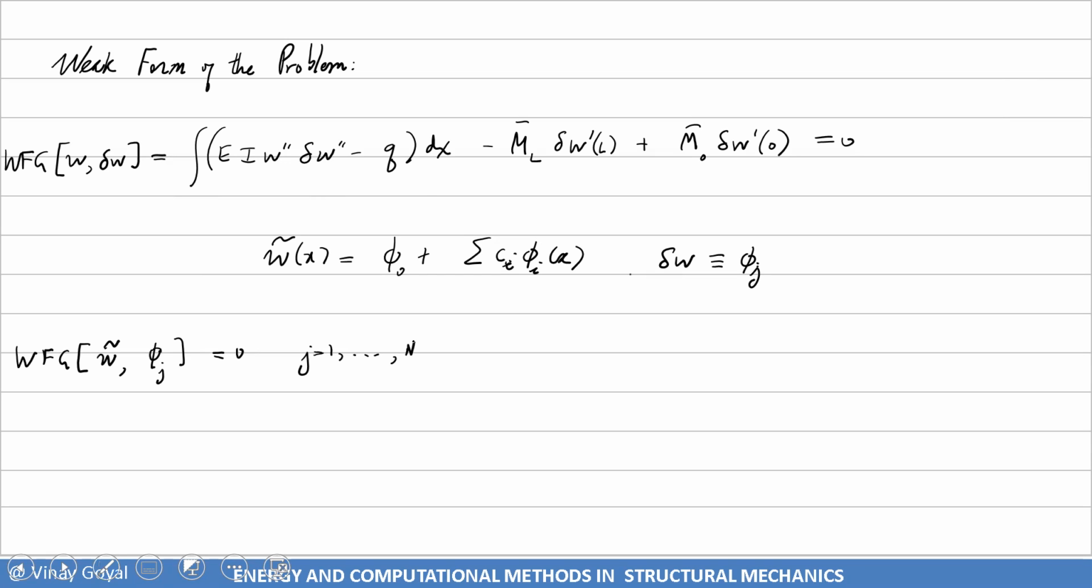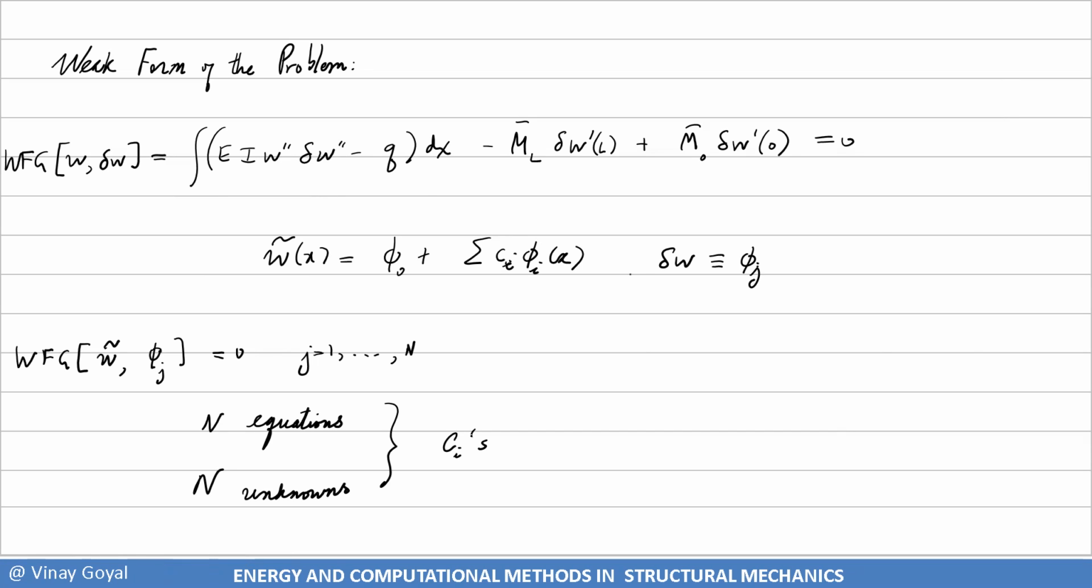And so when I do that, I'll get a set of equations again that's linear. You can get N equations and N unknowns, from which you can solve the CIs. Okay, so that's a process that we'll be following.